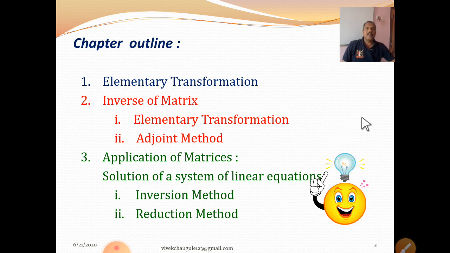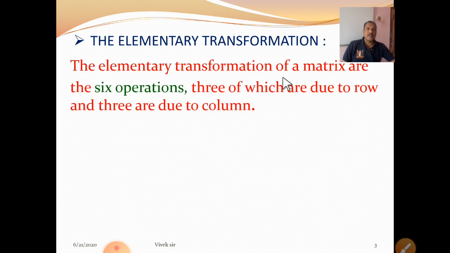What is meant by elementary transformation? So please see the definition here. The elementary transformations of a matrix are 6 operations, 3 of which are due to rows and 3 are due to columns. That is, operations on the rows and columns are called elementary transformations.